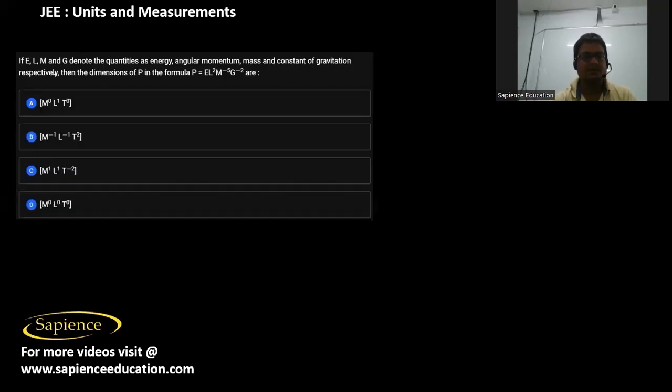And here it is told, if E, L, M, and G denote the quantities as energy, angular momentum, mass, and constant of gravitation respectively, then the dimension of P in the formula P equals E L squared M to the power minus 5 G to the power minus 2 R.